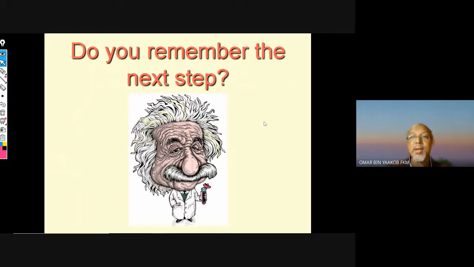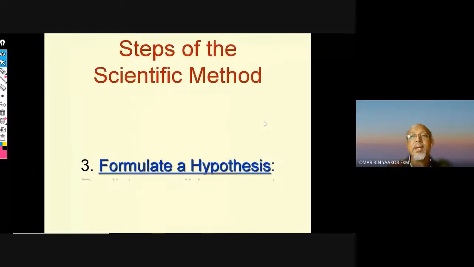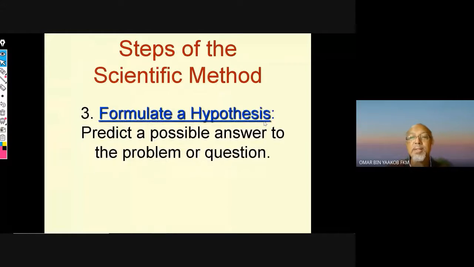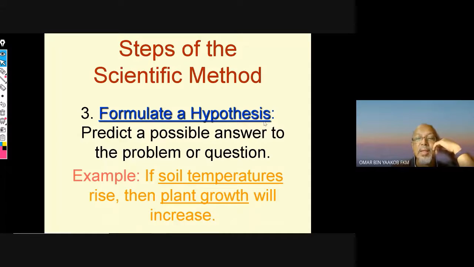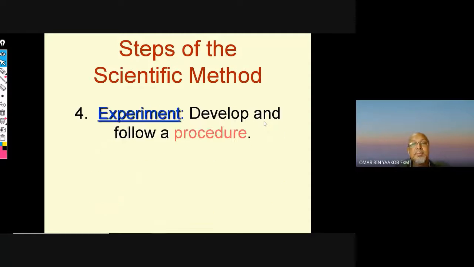Okay, next will be formulate the hypothesis, predict a possible answer. But as I said, and in our definition also, we do not have hypothesis there because hypothesis is not necessary for every research. Okay, the problem, yes, but hypothesis is not necessary. But in this case, the example here has a hypothesis. For example, if soil temperature rises, then plant growth will increase.